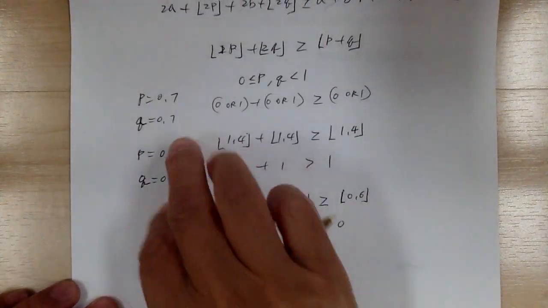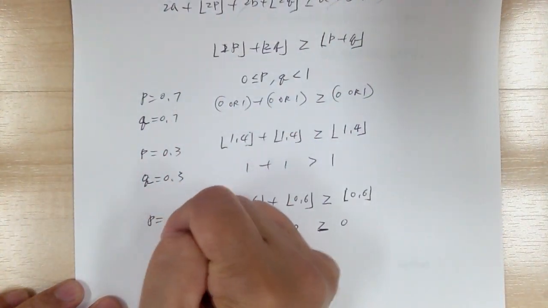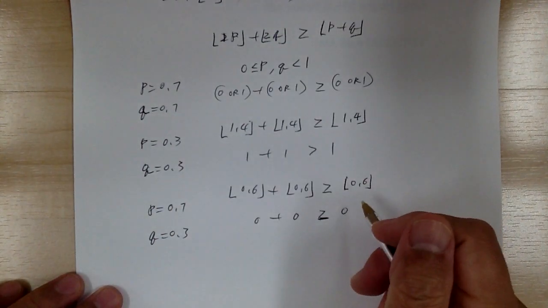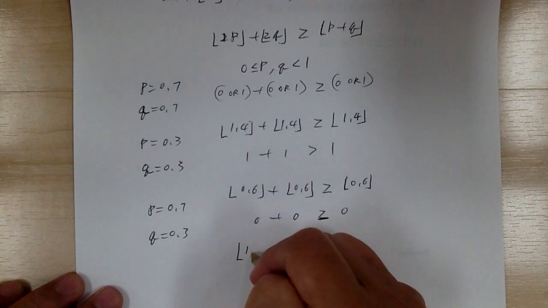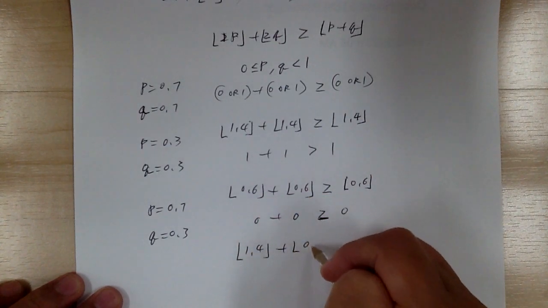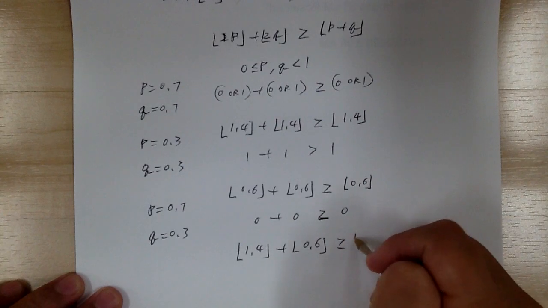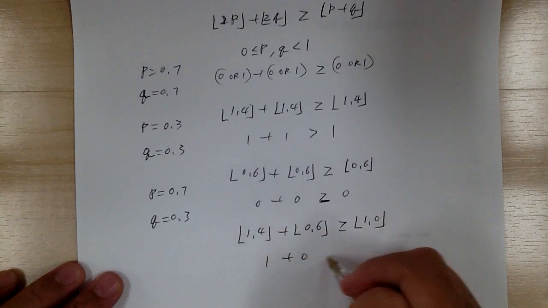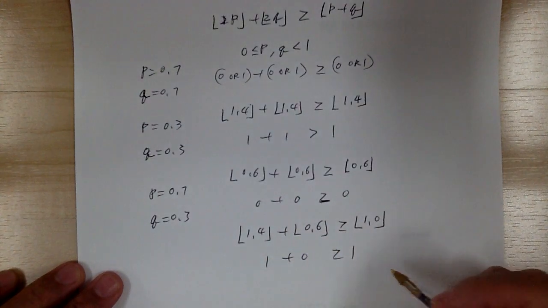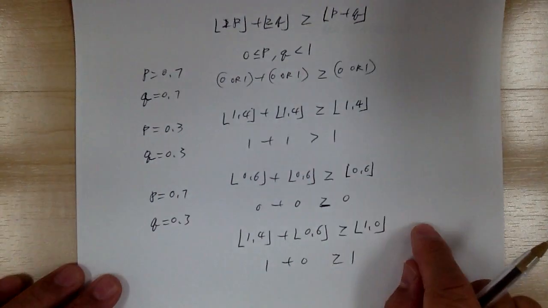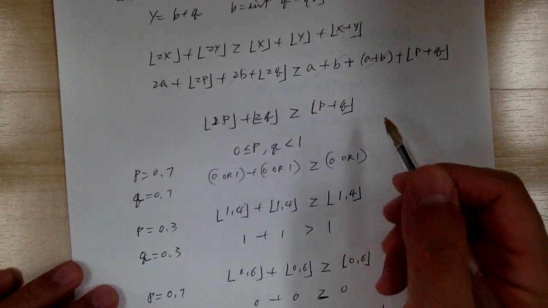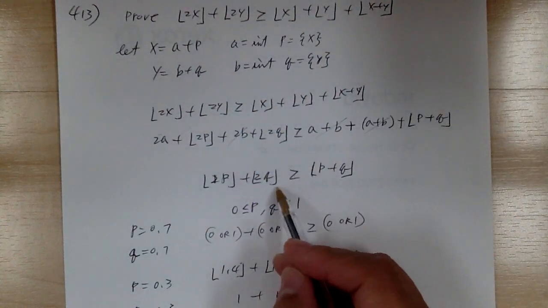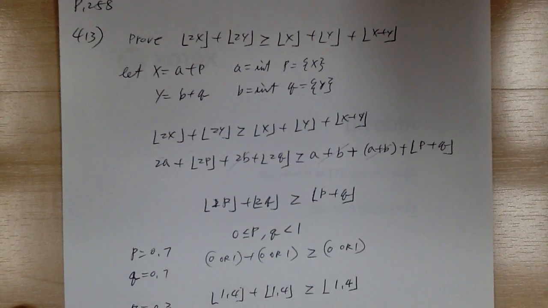Now, what happens if you got one of each? You got p equal to 0.7 and q equal to 0.3, for example. In this case, you got floor function of 1.4 plus floor function of 0.6 is greater than or equal to floor function of 1.0. So in this case, you're going to get 1 plus 0 is greater than or equal to 1. Again, it's true. So no matter what, it's always going to be true. And so that's how you prove that this is always true because of this. This is always true, and you can try any numbers.